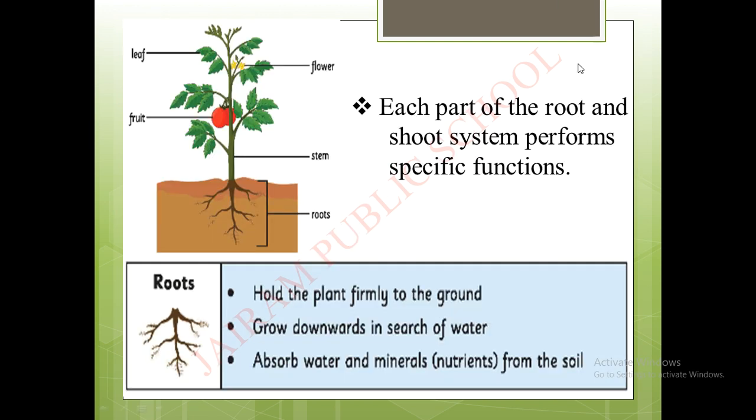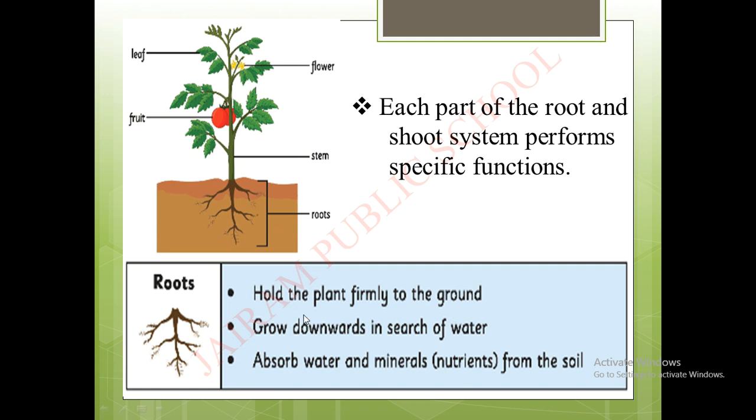Right. So we saw the parts of the plant, isn't it? Leaf, fruit, flower, stem and roots. Each part of the root and shoot system performs specific functions. So all the parts of the plant perform special functions for the plant to grow. We can discuss one by one. First, root is given. Roots hold the plant firmly to the ground. So what is the root doing?